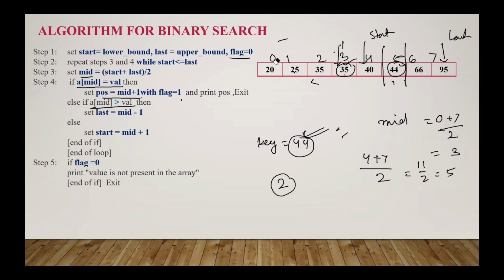But if we go for linear search, first, second, third, fourth, fifth, sixth. So after the sixth comparison we would get the result. But in the case of binary search, we get the result in the second comparison. The only requirement is that the data should be in sorted order. So let's implement the algorithm.